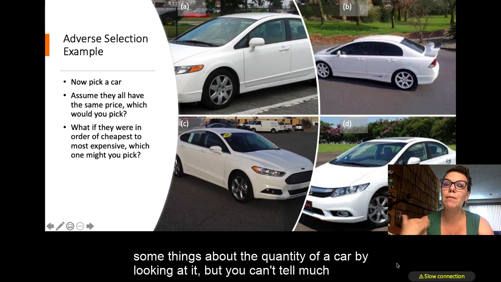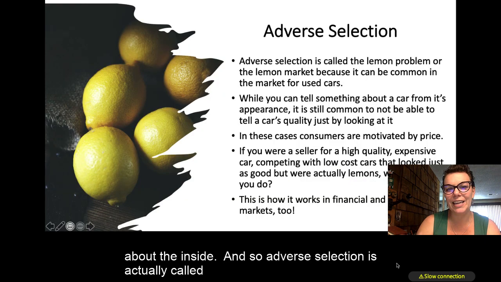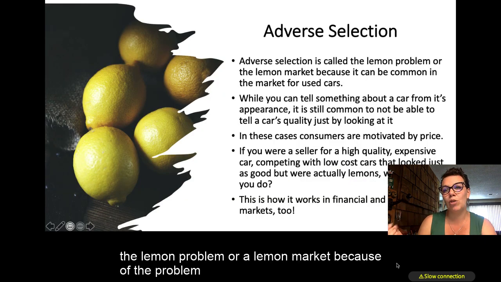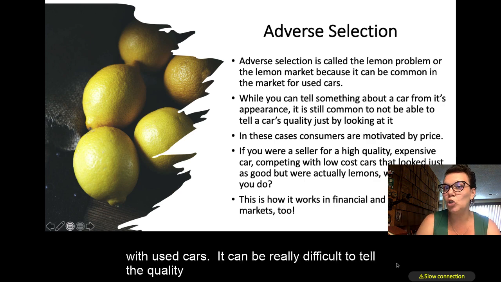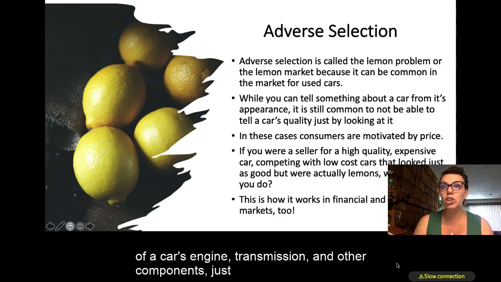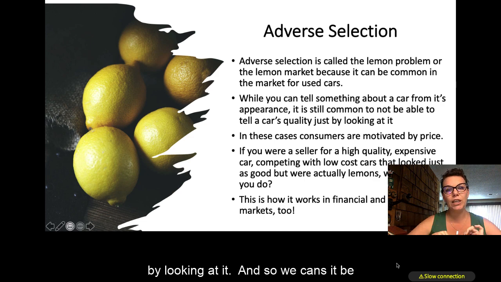You can tell some things about the quality of a car by looking at it, but you can't tell much about the inside. Adverse selection is actually called the lemon problem or the lemon market because of the problem with used cars. It can be really difficult to tell the quality of a car's engine, transmission, and other components just by looking at it.